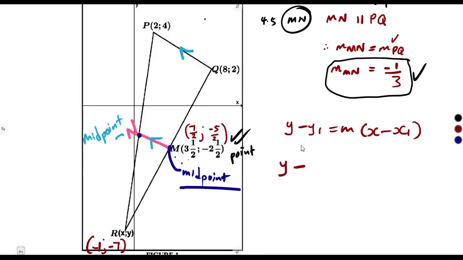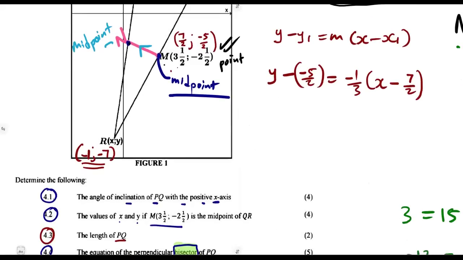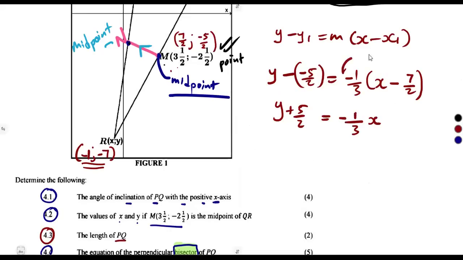So we have y minus y1, which is on our point. So y1 is what? Minus 5 over 2, is equal to m. m is the gradient, that's minus a third, into x minus our x on the M there, which is 7 over 2, like this. All right, so this is it. If you are using this way, you are simply going to expand. That's minus minus is positive, 5 over 2 is equal to minus a third times x, that's minus a third x, minus a third times minus 7 over 2, from your calculator, guys. That was going to be positive 7 over 6.